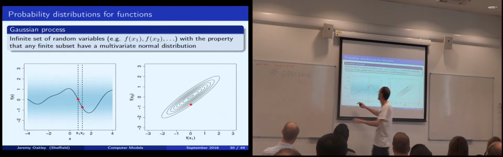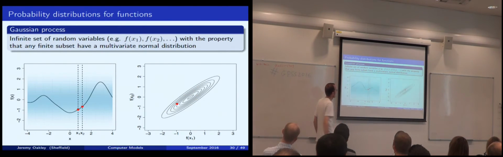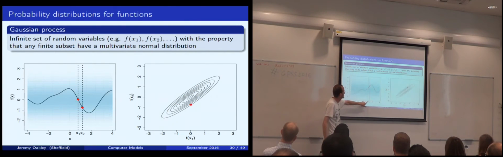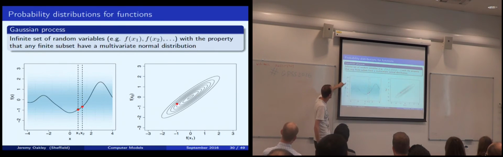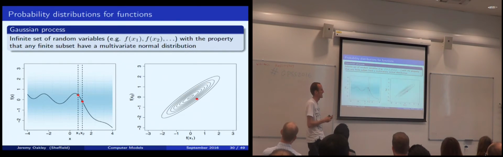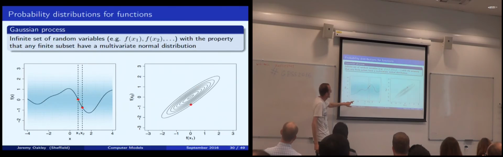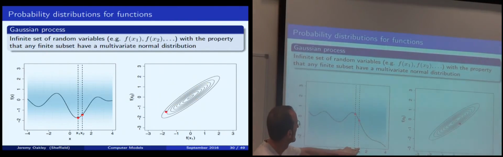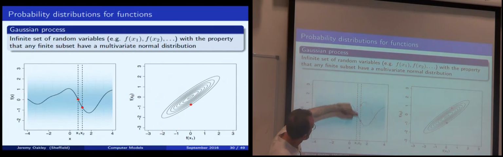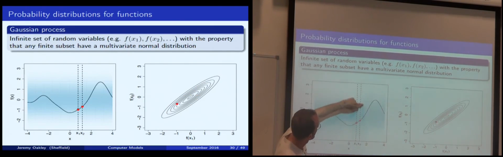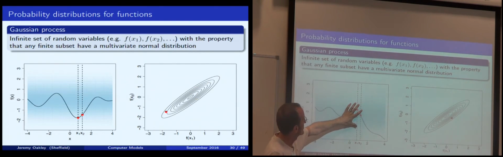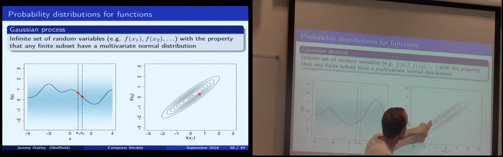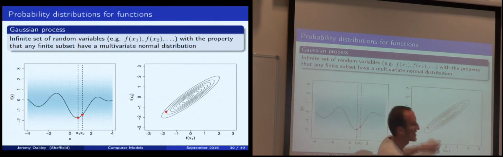So we've got a function, and I'm modeling this function as a Gaussian process. I've got infinitely many choices of x, so I've got infinitely many outputs to consider. That's my infinite set of random variables. And then we're saying that if we take any finite subset, so if I choose two particular input values, x1 and x2, and I look at their outputs, f of x1 and f of x2, that joint distribution, which is what I've plotted here, would be a bivariate normal.